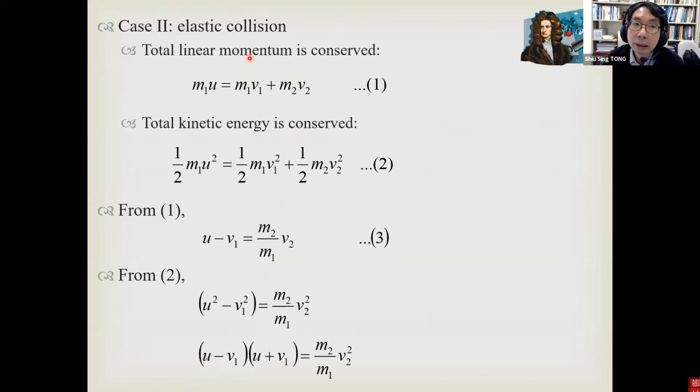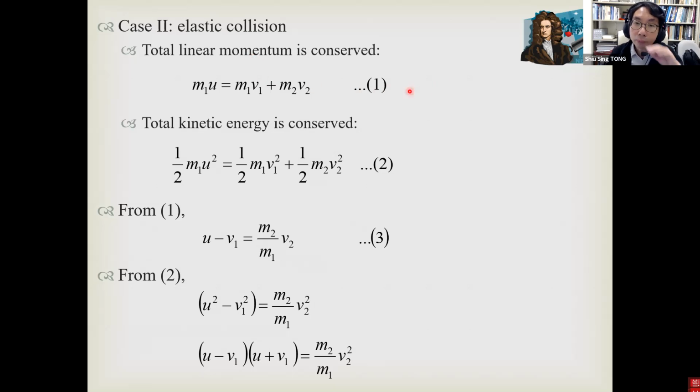Now, how about for an elastic collision? Elastic collision is slightly more difficult to handle. The momentum equation still holds, okay? But we also have the conservation of total kinetic energy. The initial kinetic energy comes from the kinetic energy of the first mass, which is half m1u squared, because only the mass m1 is moving and the second mass is at rest. The final kinetic energy is the sum of the kinetic energy of the two bodies, half m1V1 squared plus half m2V2 squared. So the initial total kinetic energy is equal to the final total kinetic energy.